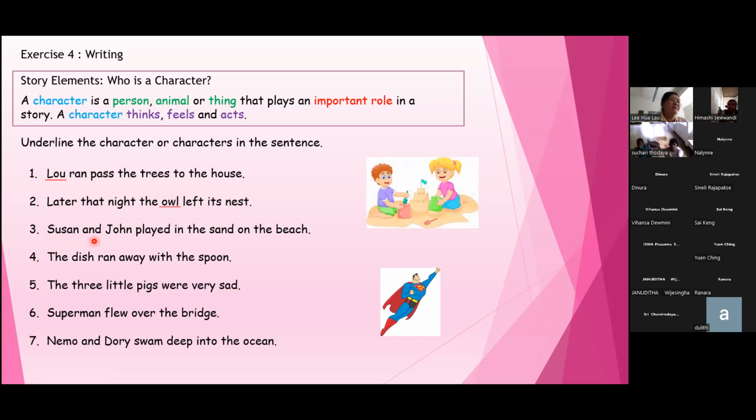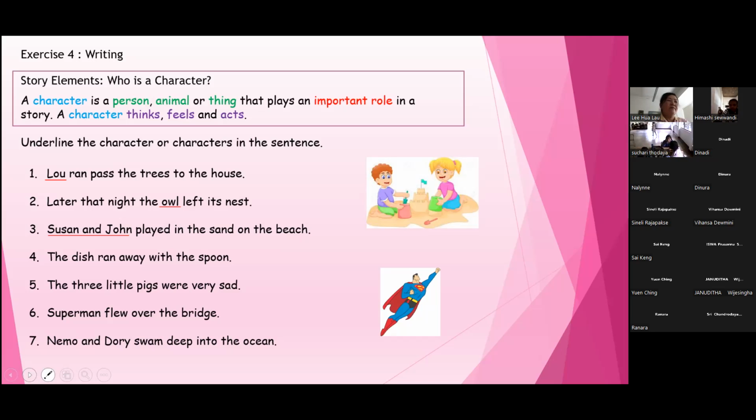Susan and John played in the sand on the beach. Very good. Well done. Susan and John played in the sand on the beach. Who are the characters? Susan and John. What did they do? Very good. Okay, sentence number 4.